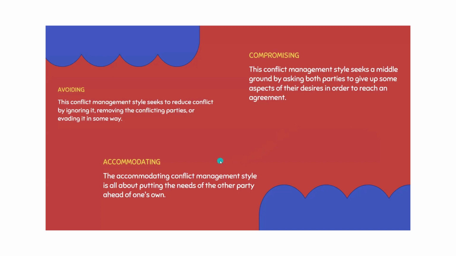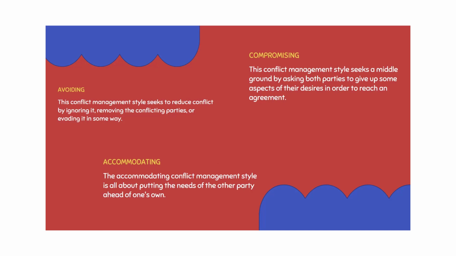And next is accommodating. The accommodating conflict management style is all about putting the needs of the other party ahead of one's own. You let them win and have their way. It is used when you don't care as much about the issue as the other person, if prolonging the conflict isn't worth your time, or you believe you are wrong.